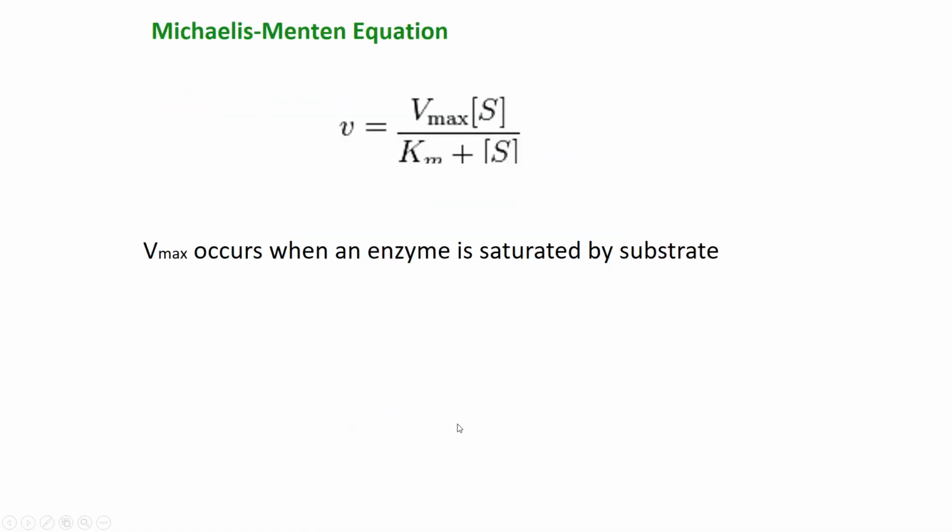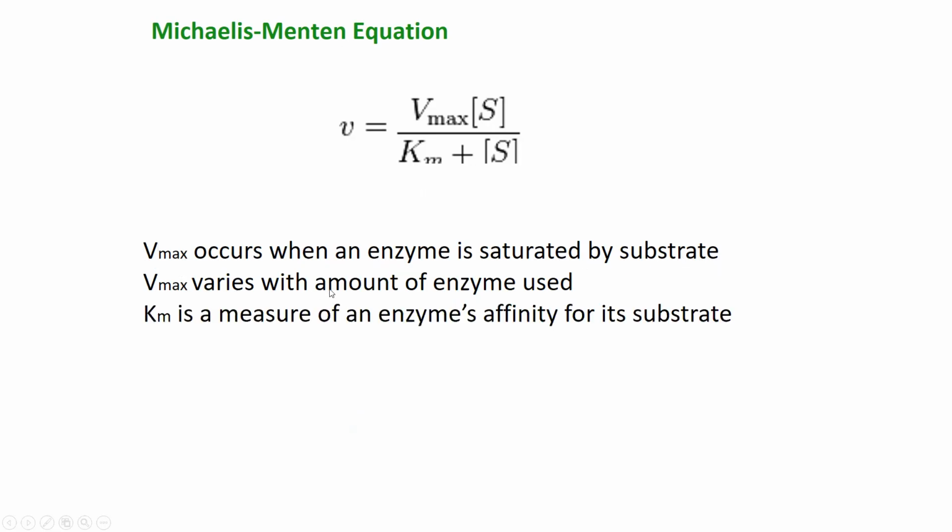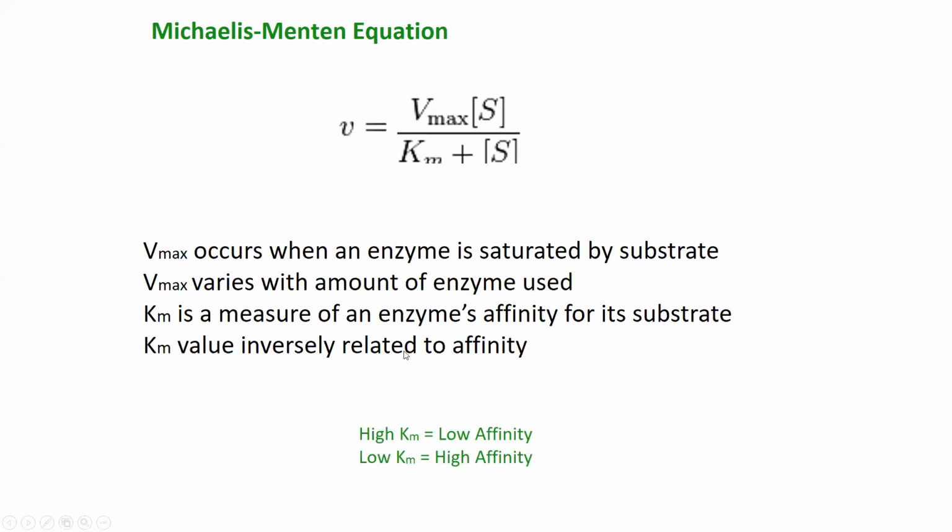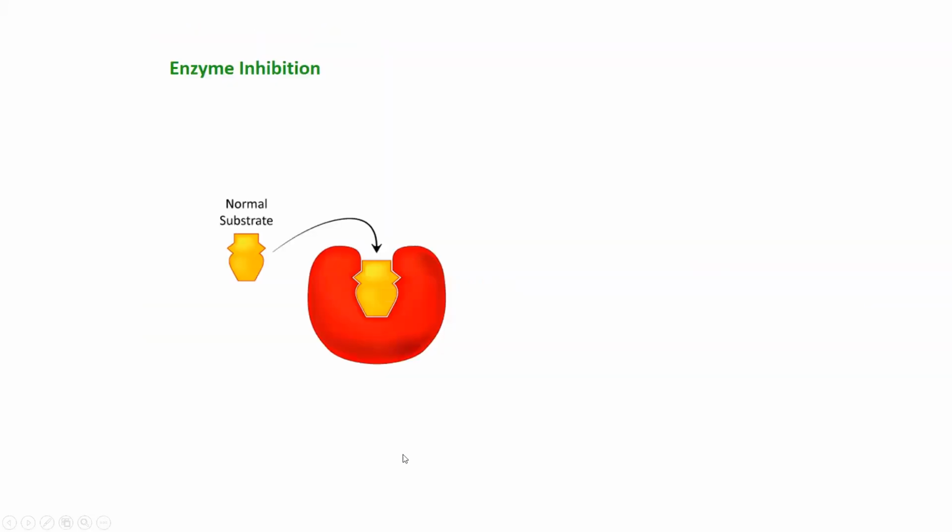Okay, we have it. The maximal speed occurs when an enzyme is saturated by the substrate. That's called the Vmax. And that is also dependent on the amount of the substrate that is added. The Km is a measure of the enzyme's affinity for its substrate. It is inversely related to affinity, as we mentioned. So the higher the Km, the lower the affinity. The lower the Km, the higher the affinity.